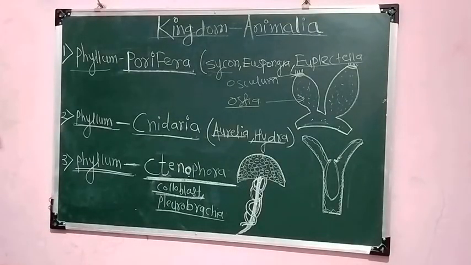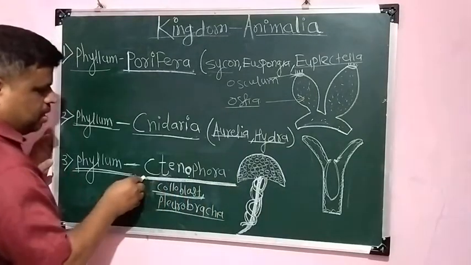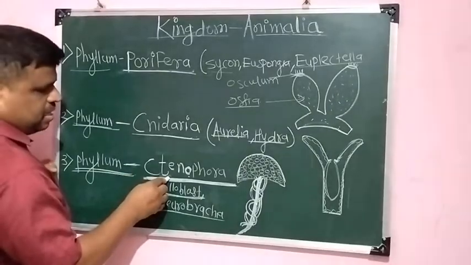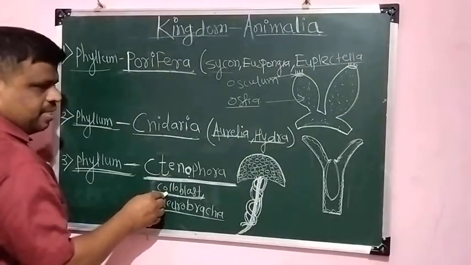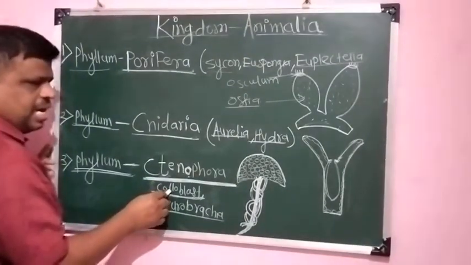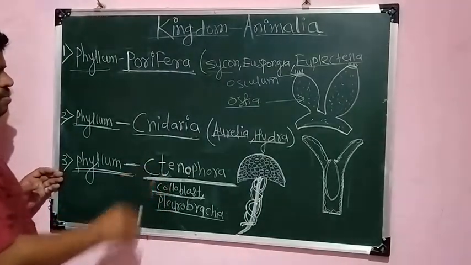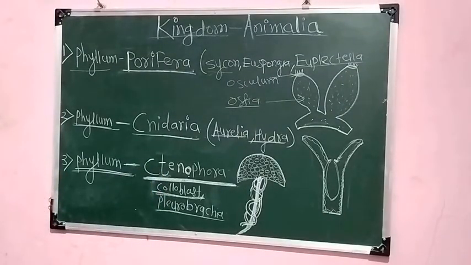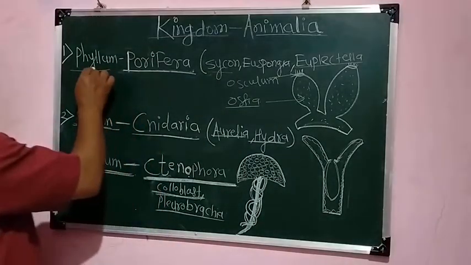Okay, then these are represented by few species. This particular phylum, that is Ctenophora, is represented by very few species. That's why this is considered a very small phylum, that is Ctenophora. Okay, so in this way today you have studied three phyla.